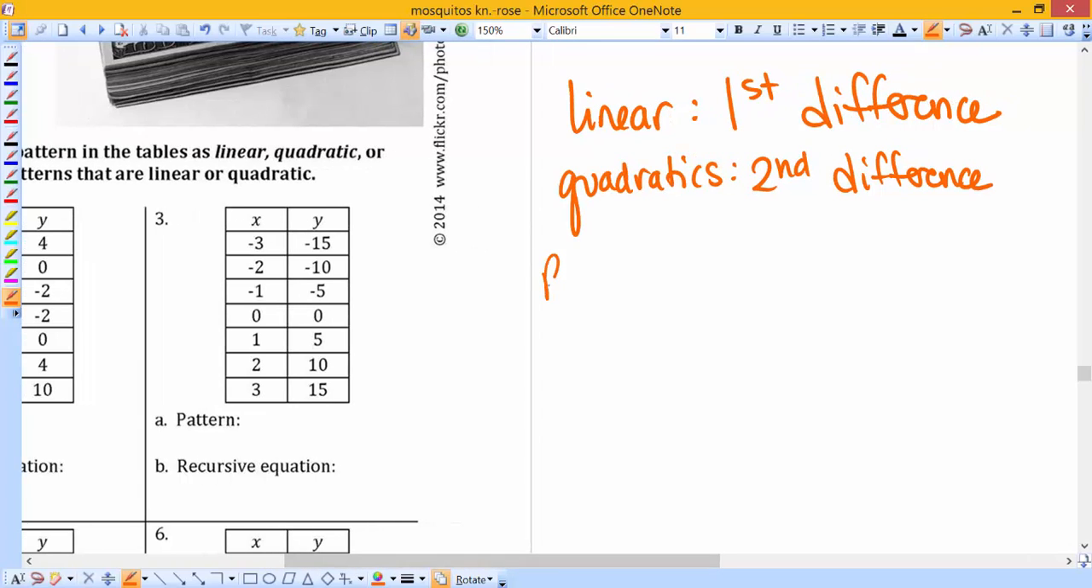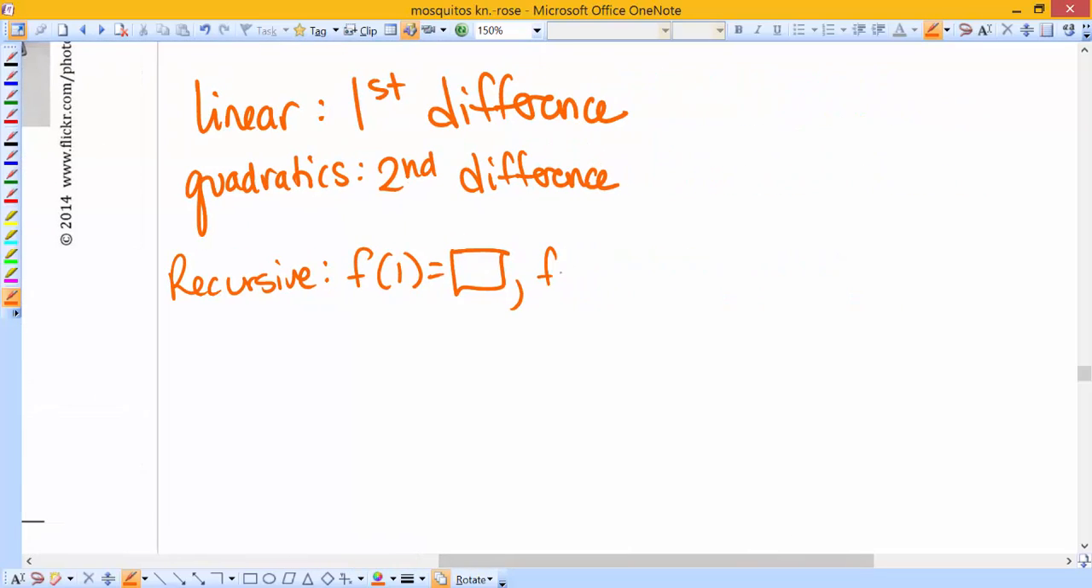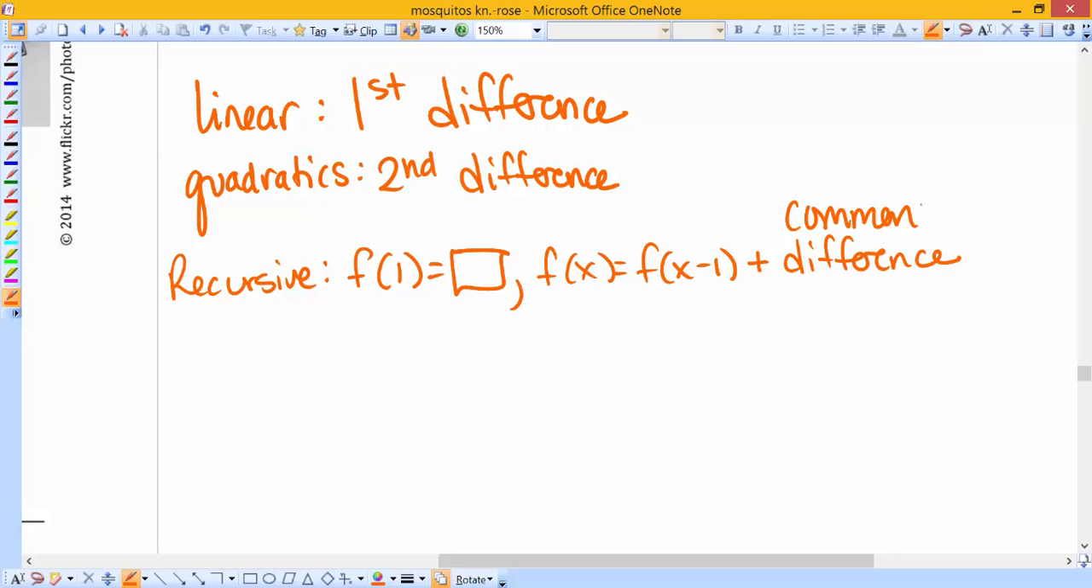Now, a recursive. And again, you only need to write the recursive for the linears. I'm not going to get into the quadratics. Recursive. It's whatever your f of 1 equals, then it's comma, f of x equals f of x minus 1, then it's plus whatever your difference is. Your common difference. Okay, and if your common difference is negative, then it's a minus.